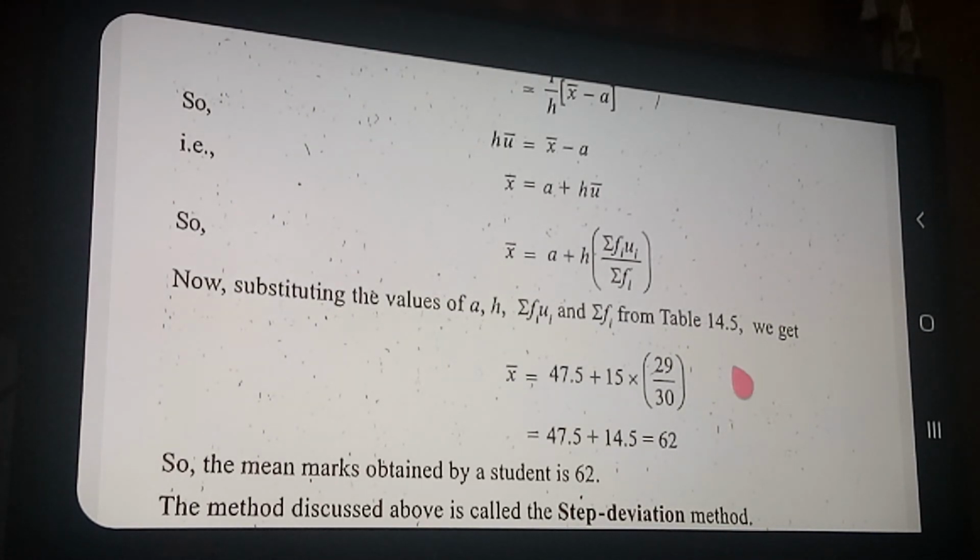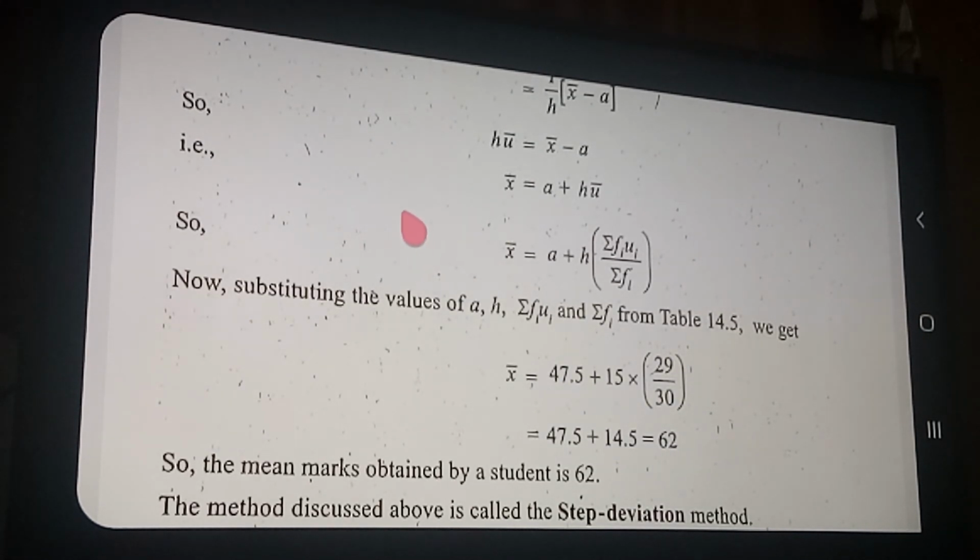These are the values that we already found in the table. Clear? So now let us recollect the formulas. We studied 3 formulas. First one, the direct method. What is the formula for the direct method? x bar is equal to sigma fi xi divided by sigma fi.